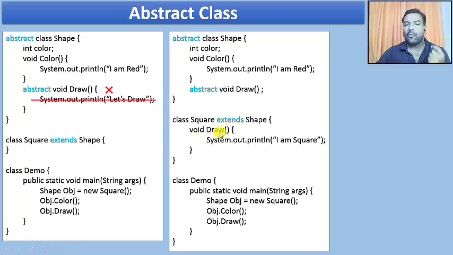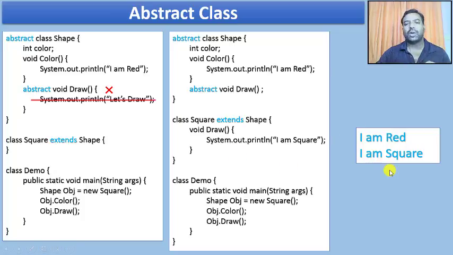So now we are going to have void draw, and I'm going to have "I am square". The body of this I am just going to put into the subclass. Now when I execute this program, I am going to create the object of the square and assign the reference of this square to the superclass object called Shape. Now if I execute this operation, what output am I going to get? For the color I'm going to get "I am red", and for the draw function there is no body for this, hence the body of the subclass will be used and I'm going to get the output "I am square".